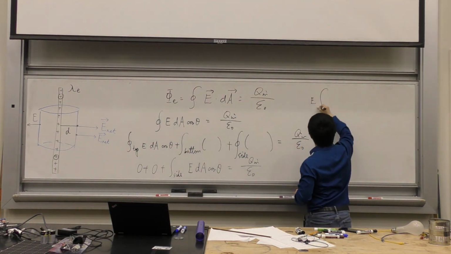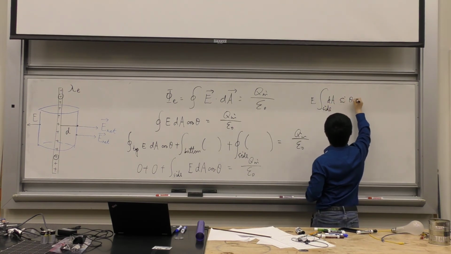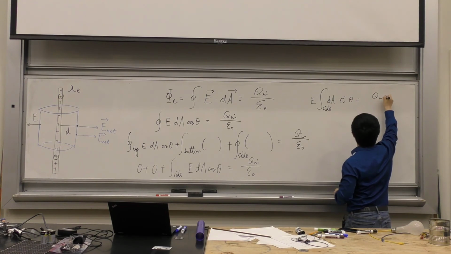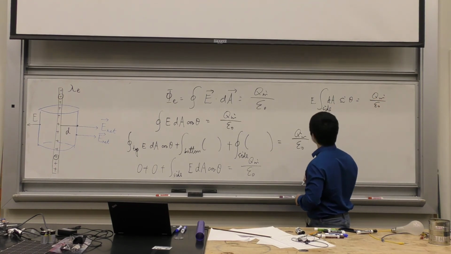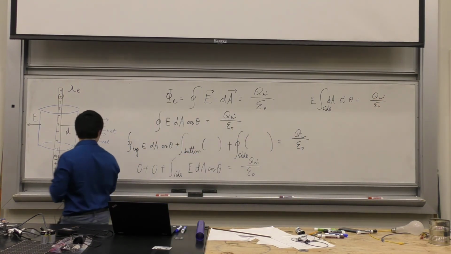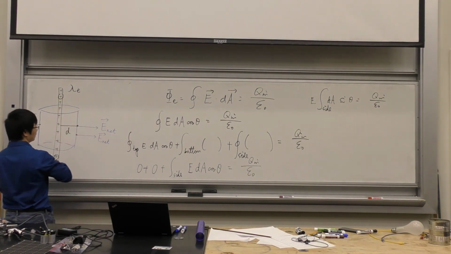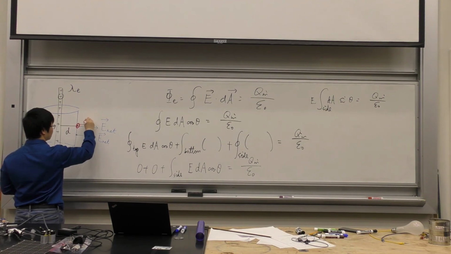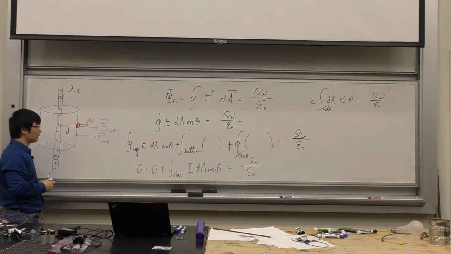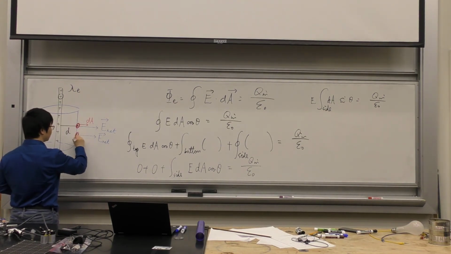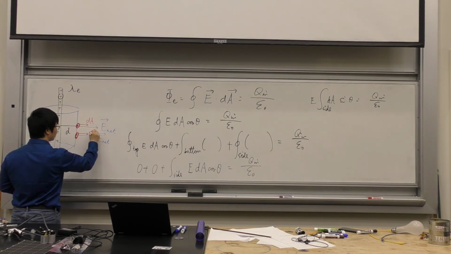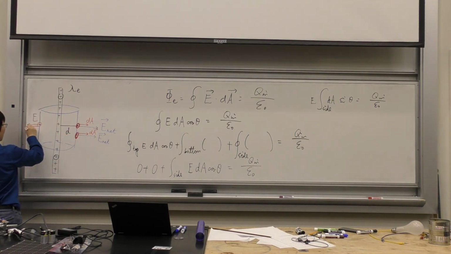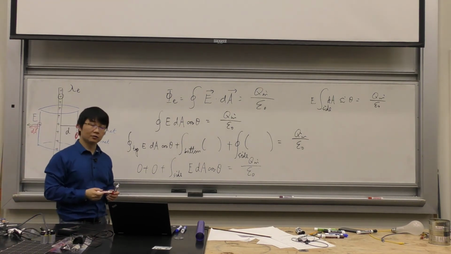Take it out, you get dA sine theta, right? You can do that. Now, what is cosine theta? This is E. What is the direction of the dA at this point if you pick this small piece? dA is in this direction, outward, perpendicular. What is the dA at this point? Outward, perpendicular. Again, they make 0 degree angle, right?